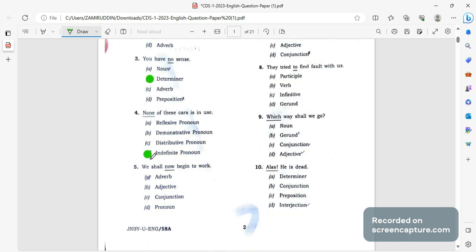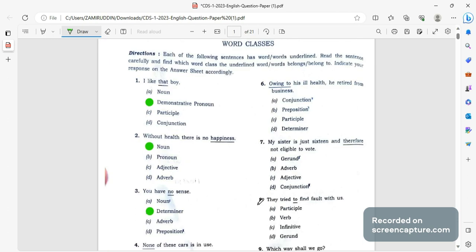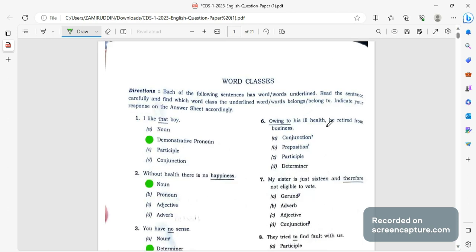For the fifth question, we shall now begin to work. So begin is actually a verb. To start something is a verb. We are starting, we are beginning to do. So beginning is a verb, and we are describing what kind of verb it is. So now, now is an adverb here. Now, owing to his ill health, he retired from business.